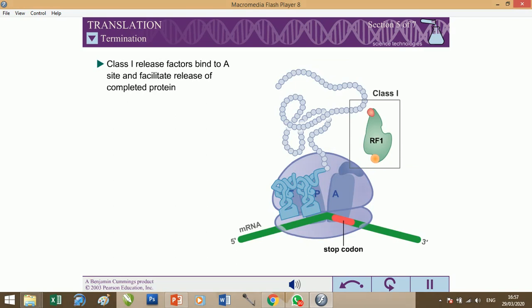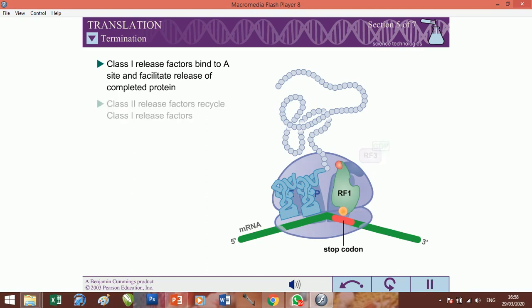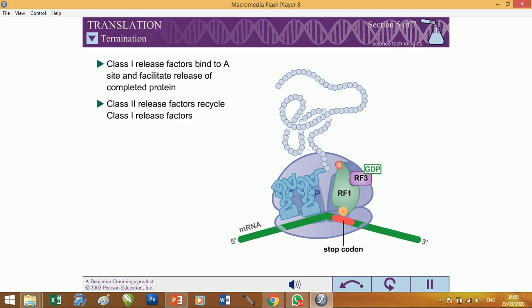Class I release factors enter the ribosome A site and bind the stop codon using a peptide anticodon. Prokaryotes have two class I release factors, RF1 and RF2. Eukaryotes have one class I release factor, eRF1. The class II release factor, in complex with GDP, also binds the large subunit. In prokaryotes, RF3 is the class II release factor. In eukaryotes, eRF3 is the class II release factor.